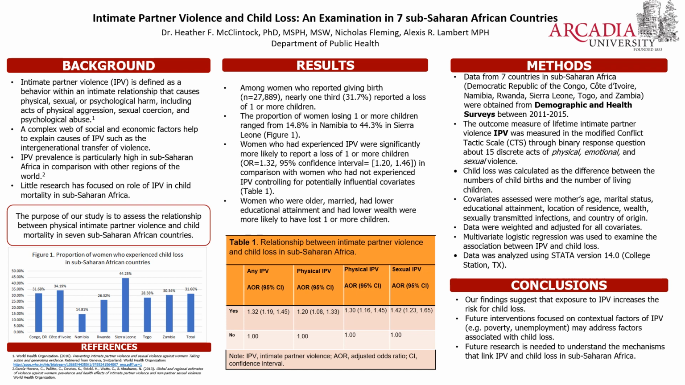We also found that women who were older, married, and had lower educational attainment and lower wealth were more likely to have lost 1 or more children. Our findings suggest that exposure to intimate partner violence may increase risks for child loss. There is further research that is needed to understand the mechanisms that link child loss and IPV in sub-Saharan Africa.